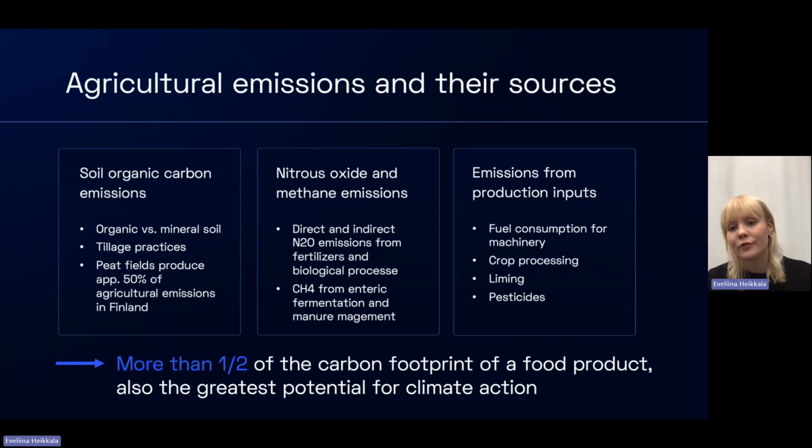Then the third category is the emissions from production inputs. So, for example, the fuel consumption for machinery, and then crop processing, which demands a lot of energy, and so the emissions related to the electricity production, for example. Then the liming and pesticides. So all of these together make approximately half of the carbon footprint of a food product.